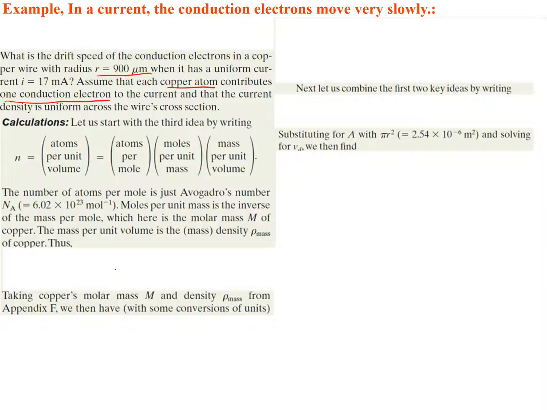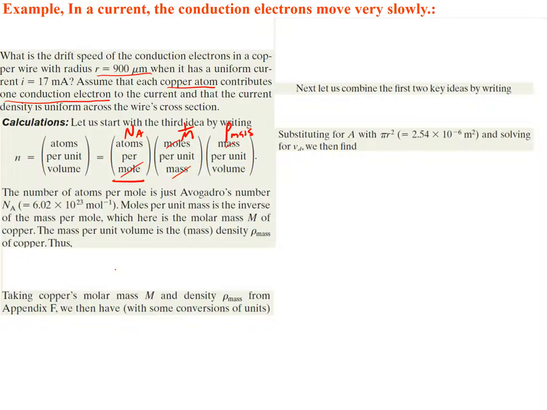First, we go from atoms per mole, which is just going to be Avogadro's number. Then you have moles per unit mass, which is the inverse of molar mass. So this is 1 over big M for molar mass, and this is going to be of copper, right? Because that's what the conductor is. And then we have mass per unit volume, which we know is the density. And when you look at the units here, moles cancel with moles, mass cancels with mass, so you end up with atoms per unit volume.